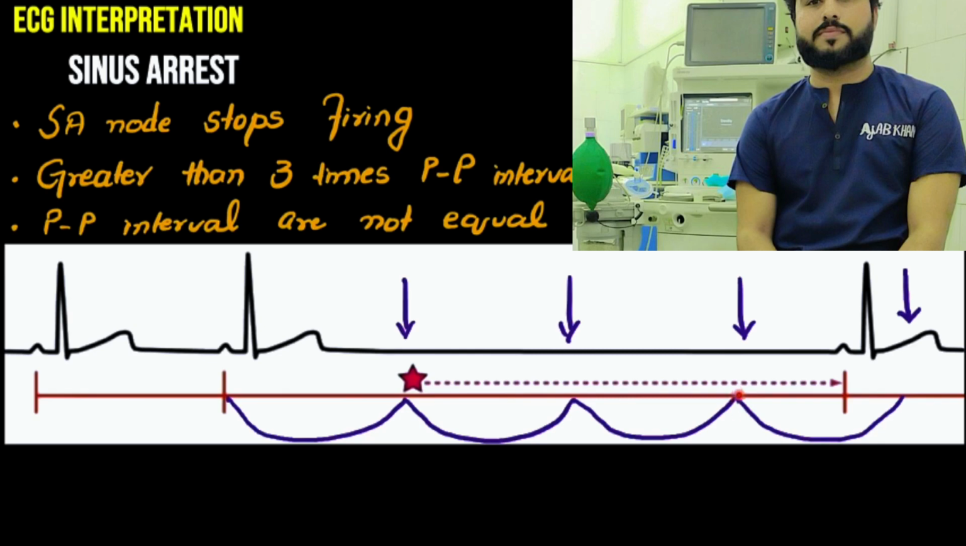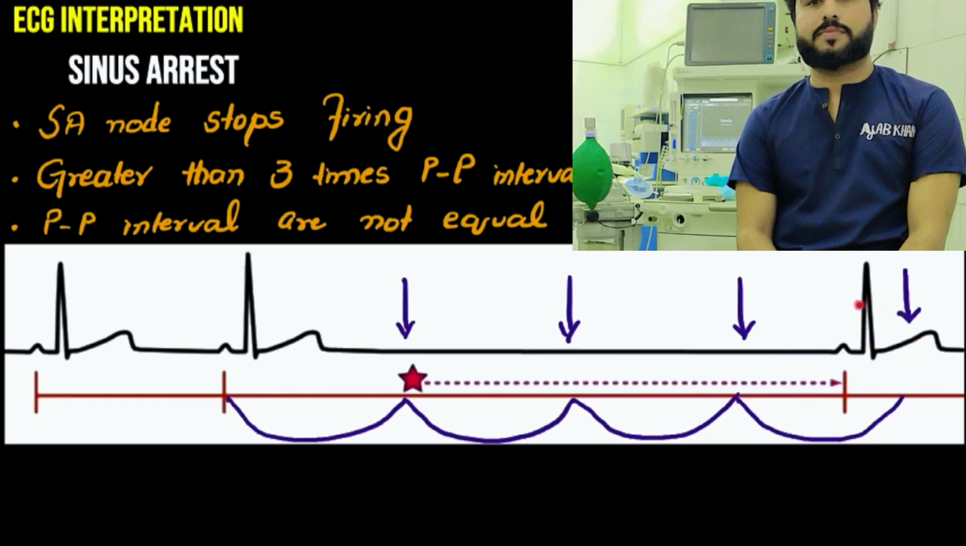And as in pause, the same goes for arrest. The next P wave should have been over here, but it is not present over here. It is coming earlier. That's why it is called a sinus arrest. Now, if this P wave was coming over here on the exact same spot following the normal P to P interval, we would have called it a sinus block. We would not call it a sinus arrest then. We call it sinus block if the P wave is coming at a normal P to P interval. But in sinus arrest, the P wave does not come at a normal place.